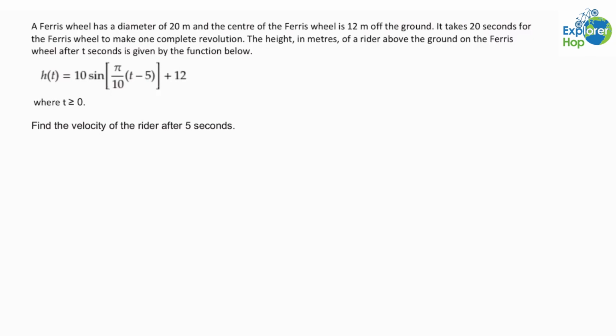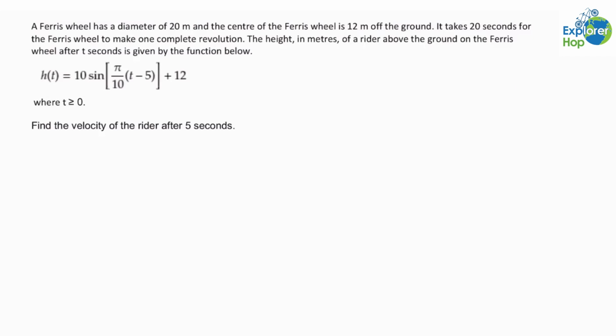For this example, we're told that a Ferris wheel has a diameter of 20 meters and the center of the Ferris wheel is 12 meters off the ground. It takes 20 seconds for the Ferris wheel to make one complete revolution.